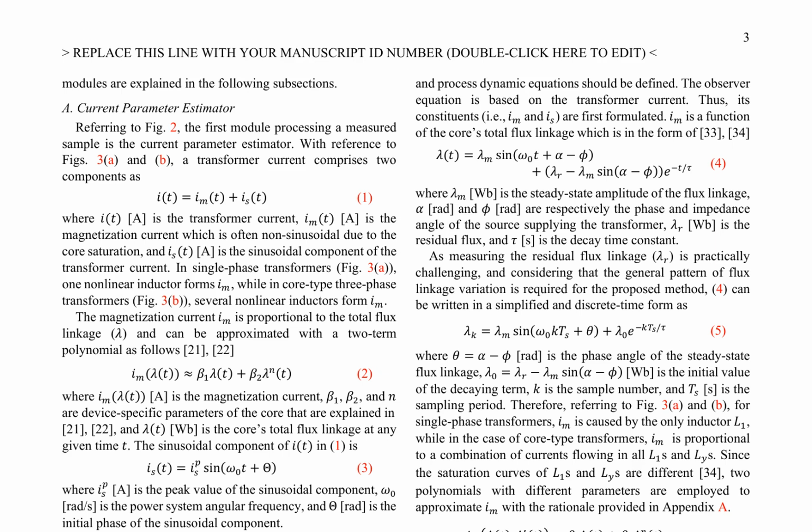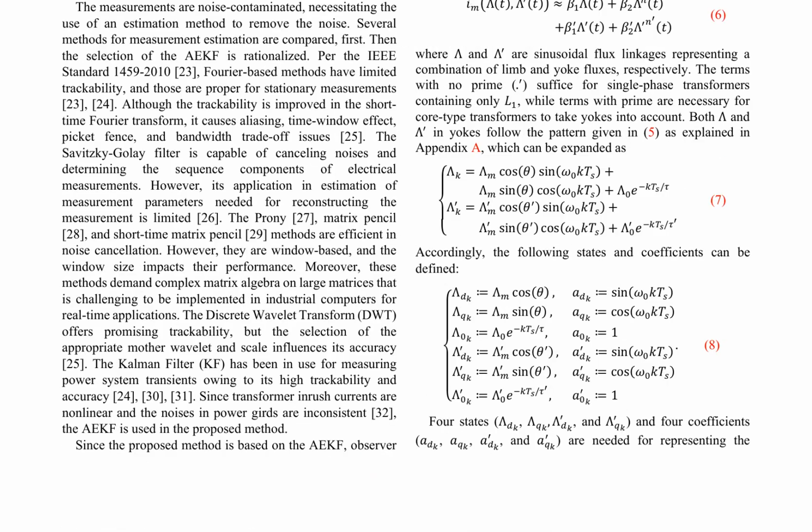Noise contamination necessitates the application of an estimation method to remove the noise. A comparison of various methods, including Fourier-based methods, Savitzky-Golay filter, Prony method, matrix pencil method, short-time matrix pencil method, discrete wavelet transform, and Kalman filter, reveals the Adaptive Extended Kalman Filter, AEKF, as the optimal choice due to its high trackability and accuracy in measuring power system transients. The observer equation is formulated using the transformer current, which is based on the core's total flux linkage.